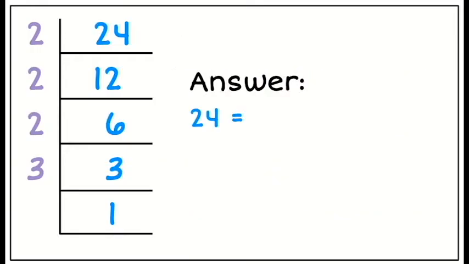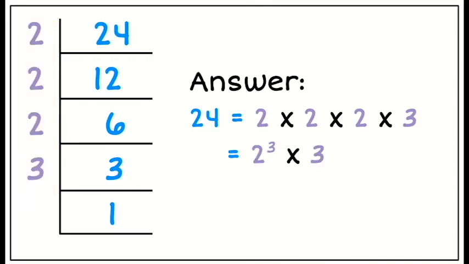So what I'm going to do is, 24 as a product of prime numbers is, and I'm going to take all of those numbers that I've just been dividing by. And so 2 times 2 times 2 times 3. And now I'm going to simplify that. So that's 2 to the power of 3 times 3. So that's the prime factorisation of 24.